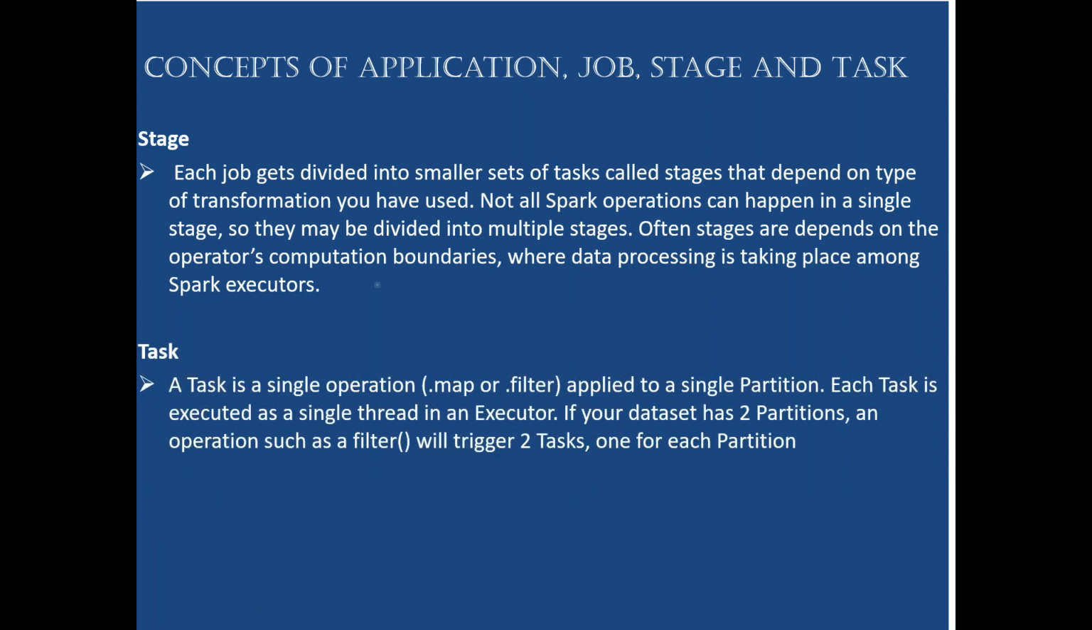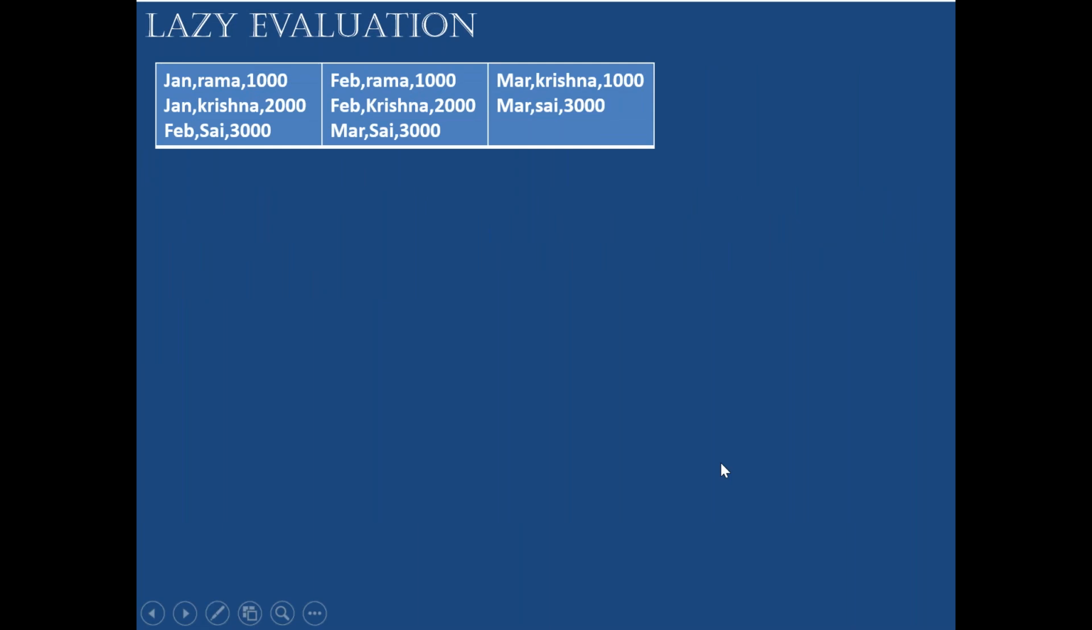A task is nothing but a per-partition unit. If you want to execute each partition, we need one task. We are not going to create it; it is created automatically. See here, if your dataset has 2 partitions, an operation such as filter will trigger 2 tasks, one for each partition. Clear? Next, lazy evaluation.